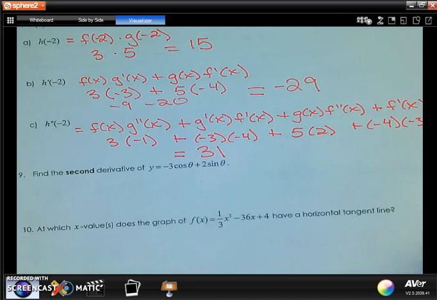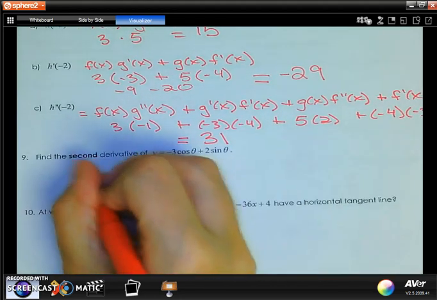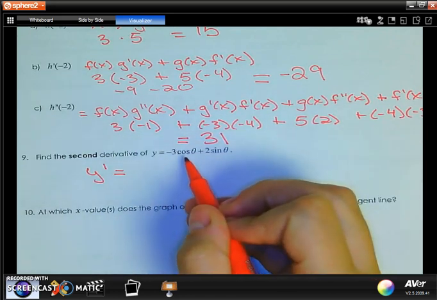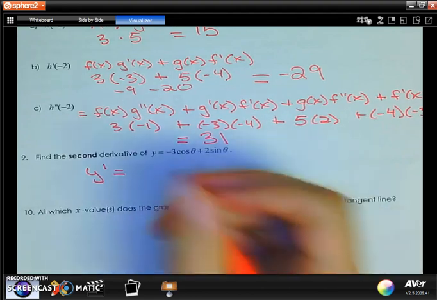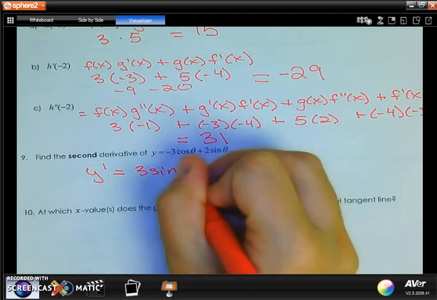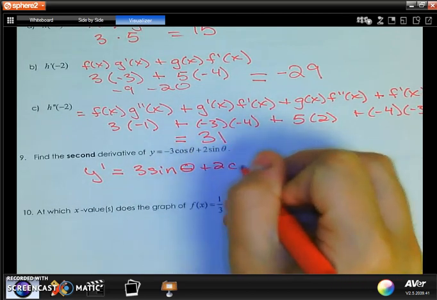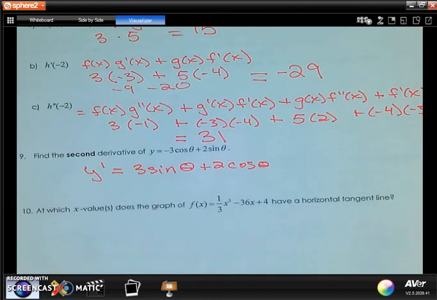Okay, find the second derivative. So the second derivative just means the derivative of the derivative. So I need to find y prime. Okay, the derivative of sine is cos. The derivative of cos is a negative sine, so that's going to make it 3 sine theta plus 2 times the derivative of sine, which is cos theta. So we've got that for our first derivative.